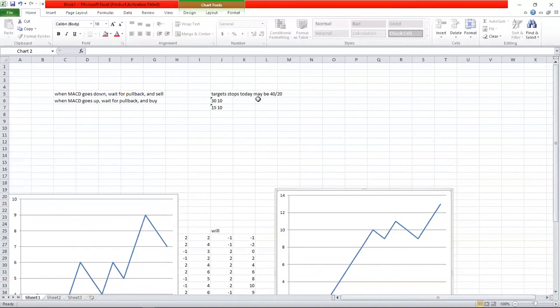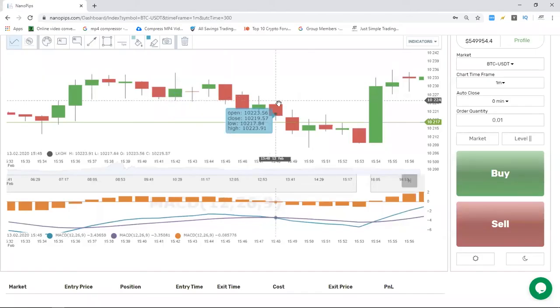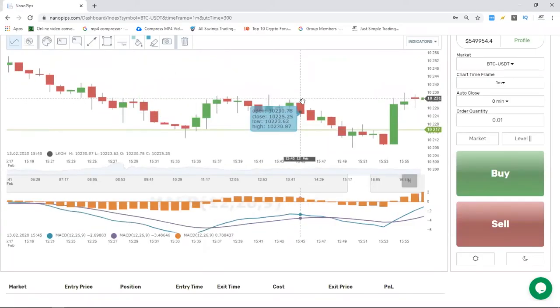On volatile days, you will be doing different sizes of trades. So on volatile days, your target may be 40 and stop 20. A less volatile day, 30 and 10, or an average day, 15 and 10. So target 30, target 15, target 40, depending on the volatility of the day. How do you measure volatility? You would have to manually see that during the day.